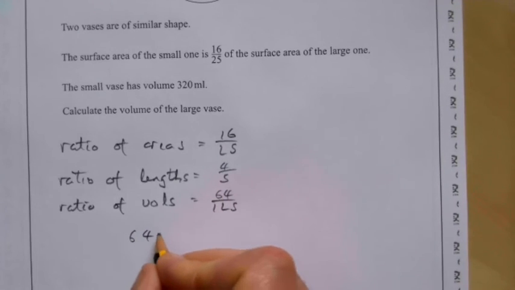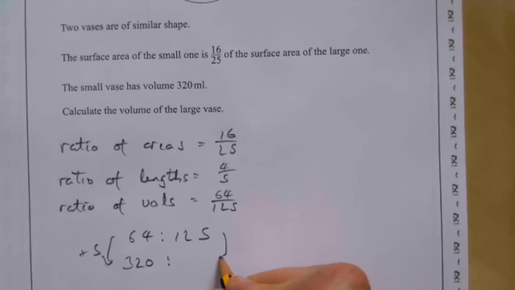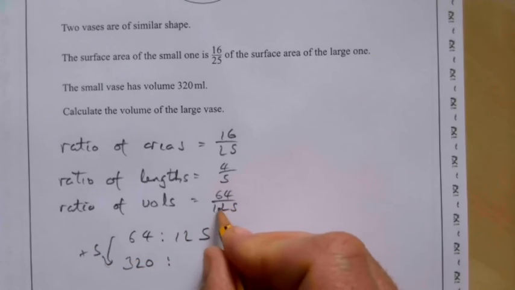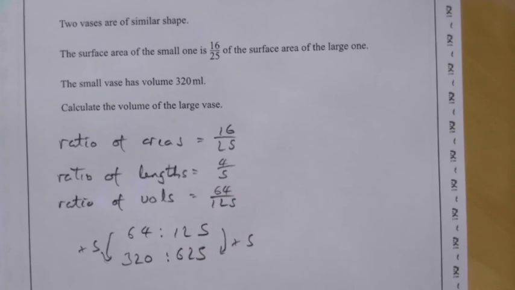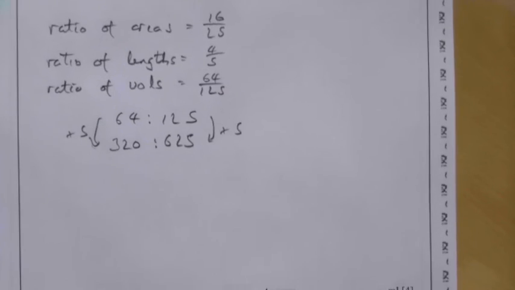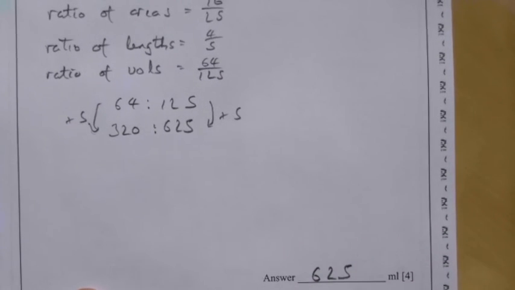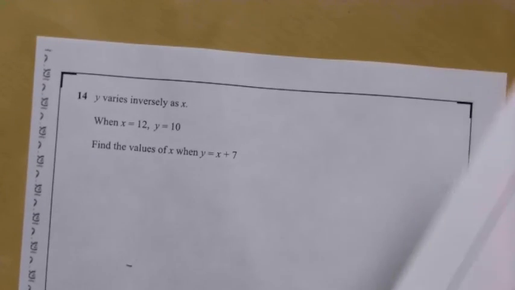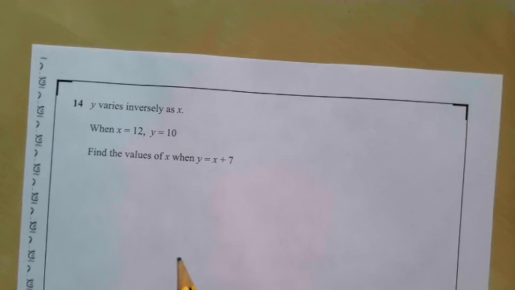If you want it, 64/125, and I have 320, and then you kind of times that, so whatever way you want to do it, you realise that that's times by 5, and times that by 5, or just what I said, times by 125, divide that by 64, you end up then with 625. So the answer is 625 mils.